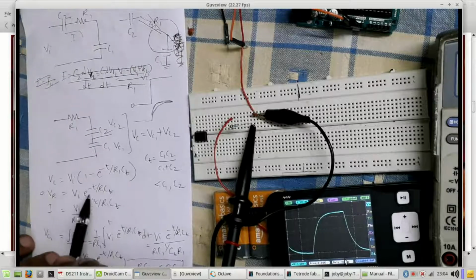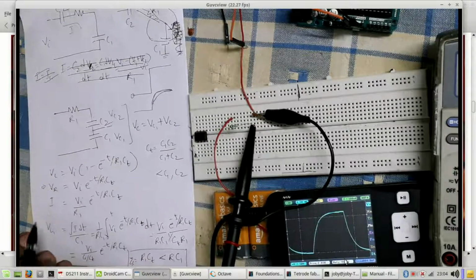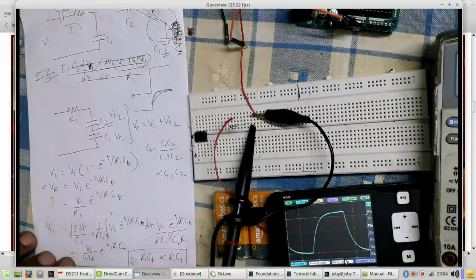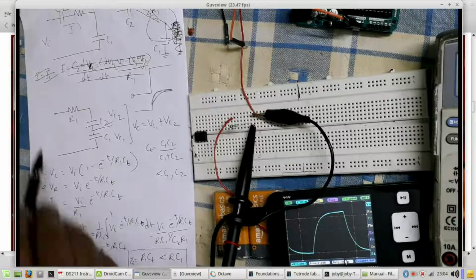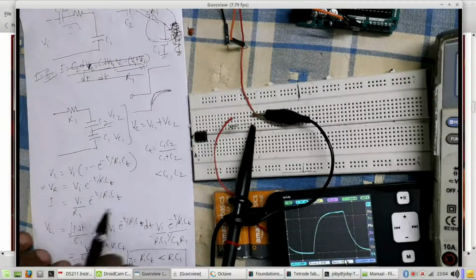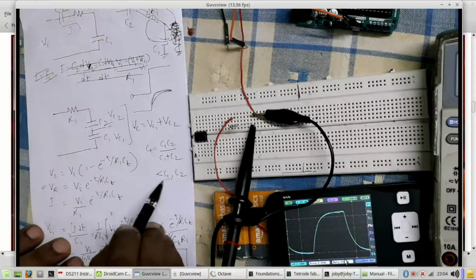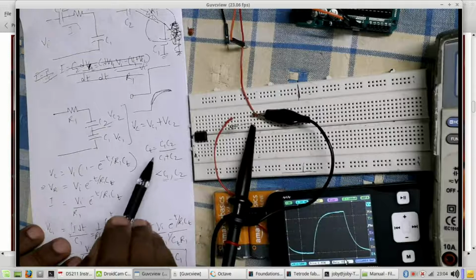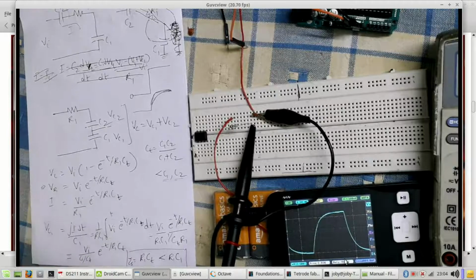And we already know the solution for such a circuit, right? Which is VC is VI and so on, right? And so VR corresponding to that will be VI e raised to minus t by RC. And what will be the current I? Then I will be VI by R1 e raised to minus t by R1 CT, CT being the total capacitance, right? And this CT you can see will be less than either C1 or C2, because it is this product divided by the sum of C1 and C2.